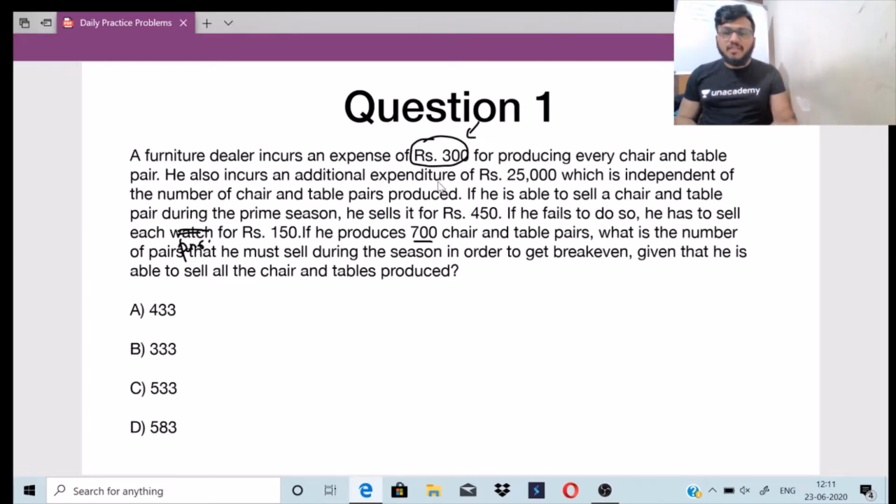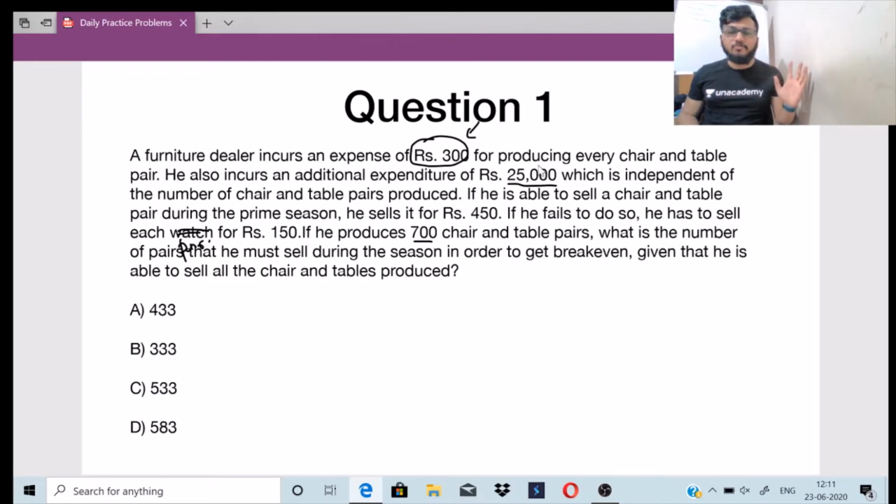Along with that, he has an additional expense of 25,000 rupees, which is independent of the number of chair and table pairs produced. It is not like one table and chair pair is equal to 25,000. He can do 100 table and chair pairs, but the additional expenditure is always constant, that is 25,000. Jitna bhi pairs produce kare, 25,000 ka expenditure usse padne hi wala hai. Wo constant hai. 300 rupees for every chair and 25,000, it is independent of the chair. Wo 25,000 bhaadya rent ho sakta hai, kuch bhi aur ho sakta hai, right?